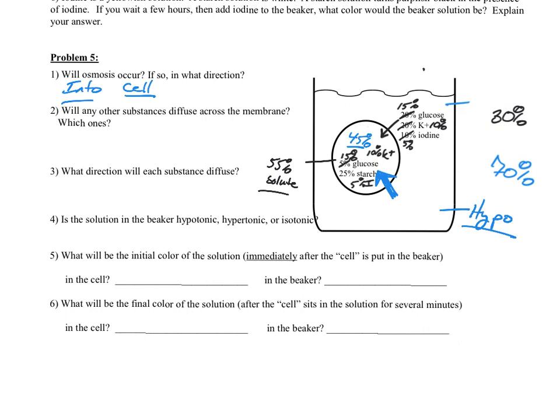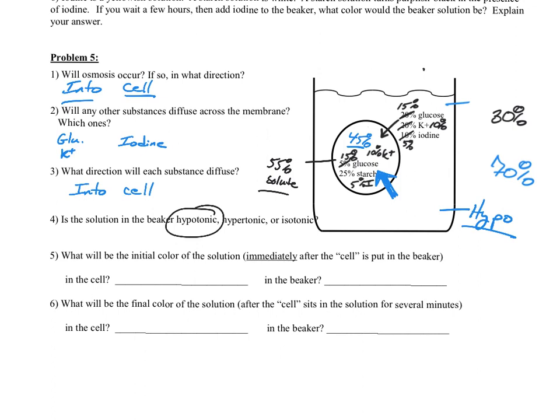Will any other substance diffuse across the membrane? Yeah, everything is going to, everything except starch. That's glucose. That's potassium ion. That's iodine. Will go. What direction will each substance diffuse into the cell? Except for water, of course. Actually, water will go into it as well. Is the solution in the beaker hypertonic or isotonic? Again, depending when, but yeah, hypo at this point, right? So when we get it wrong, if you put hyper, since it was hyper, it will be much clearer on your test.